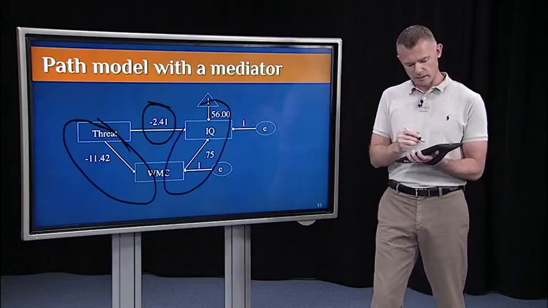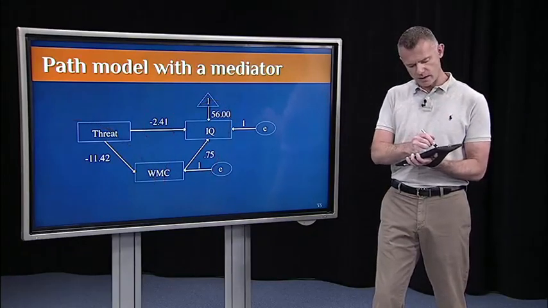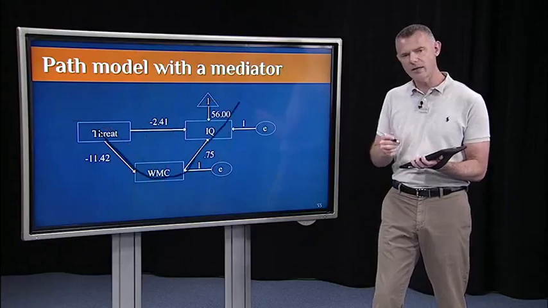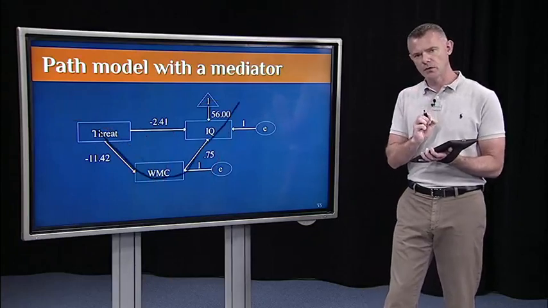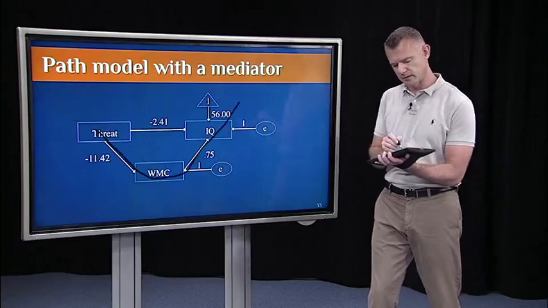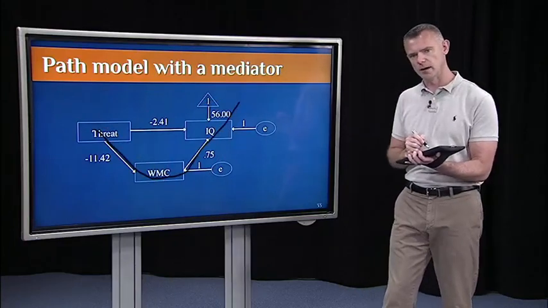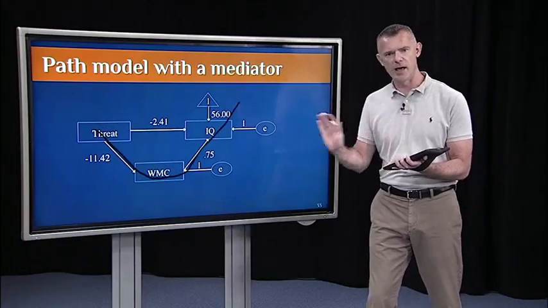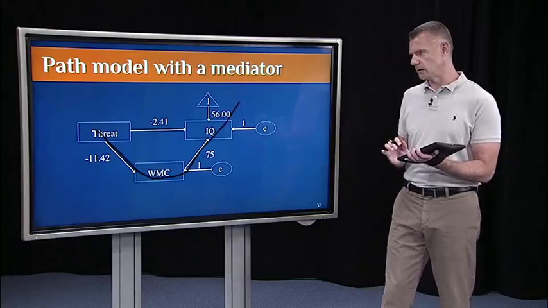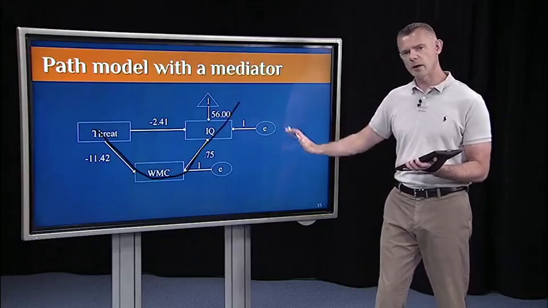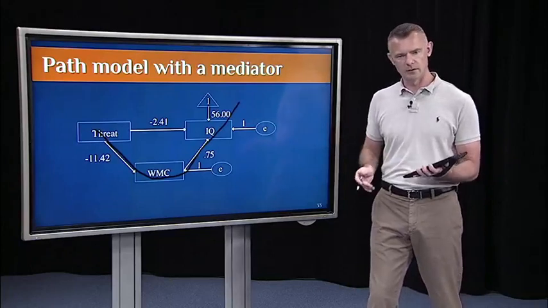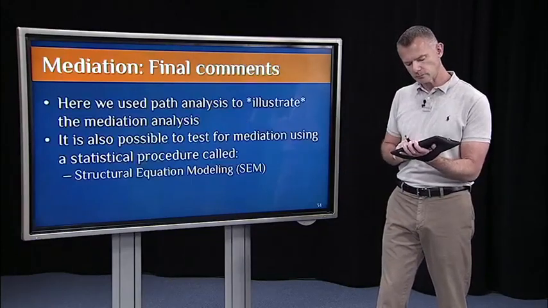And looking at the Sobel test, we know that this indirect path is significant. I would also note that if I was presenting this, I might put the Sobel stats on the side to show the Z value and show that it was indeed significant. So this is a nice way of illustrating the results of mediation.